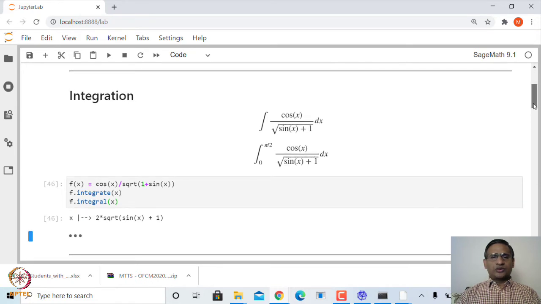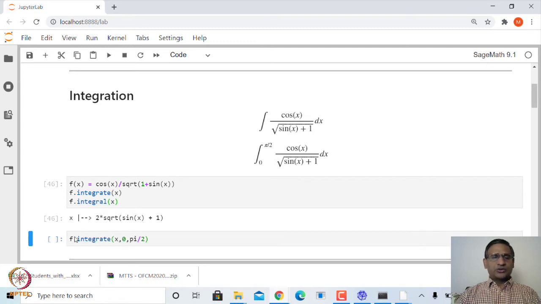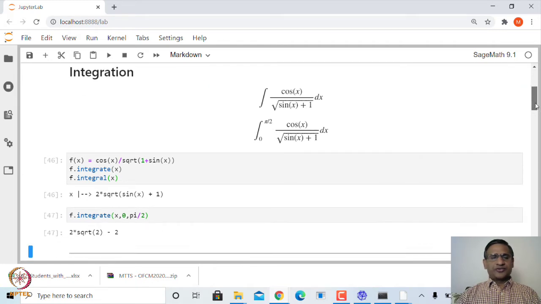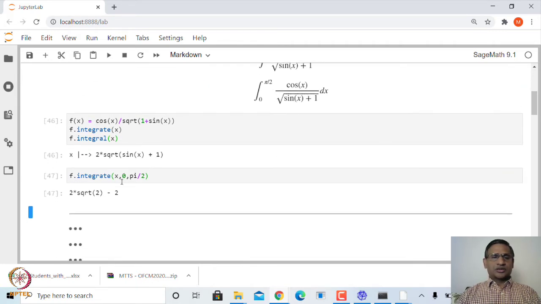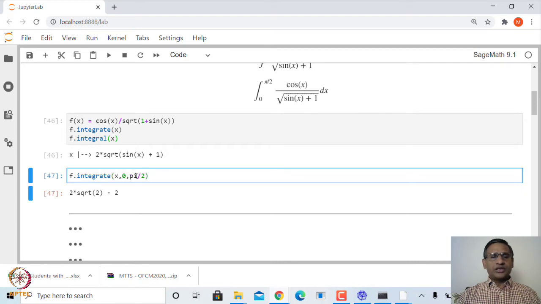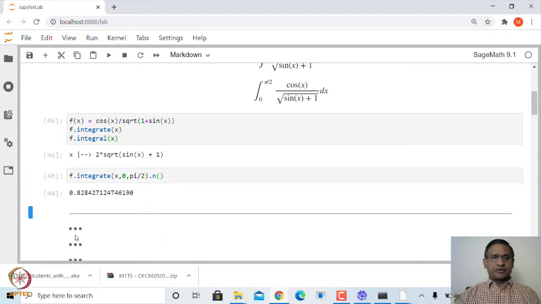Now, in case you want to find this second integral, that is the definite integral with limits 0 to pi by 2, then you need to supply that limit after x, you say comma 0 comma pi by 2. So, this is the definite integral of the same function with limit going from 0 to pi by 2. Okay. So, this is 2 into square root 2 minus 2. If you want the numerical value, you can just say .n, this will give you the numerical value.